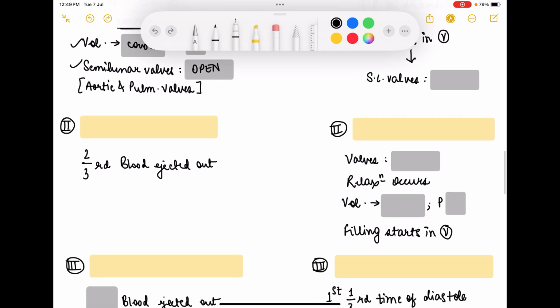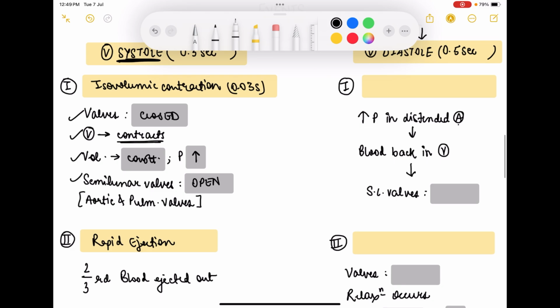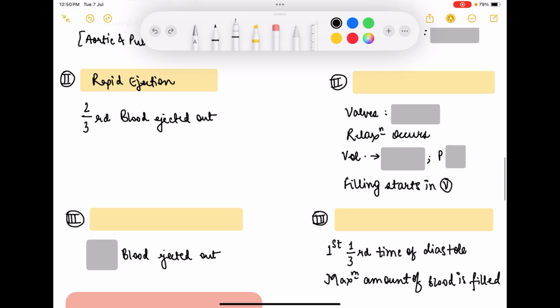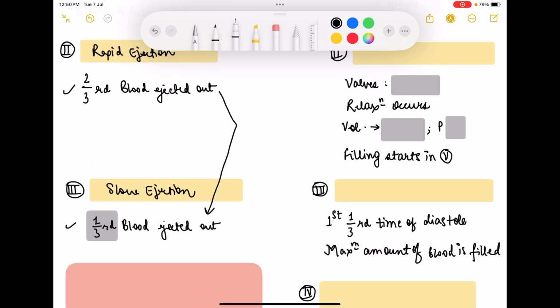Now the next stage is rapid ejection. See, ejection is of two types, rapid ejection and slow ejection. So first in ventricular systole, rapid ejection occurs and then slow ejection occurs. So first rapid and then slow ejection. In rapid ejection, 2/3 blood is ejected out, and in slow ejection, the remaining 1/3 blood is ejected out. Rapid and slow ejections together contribute 70 ml of blood, and this 70 ml of blood is the stroke volume.